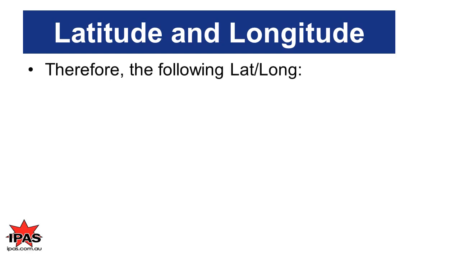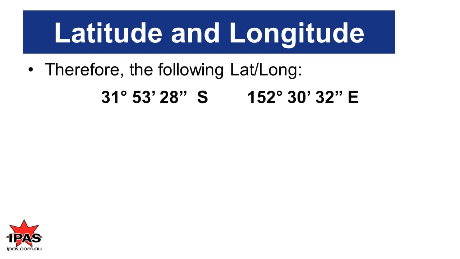So if we're going to write a latitude and longitude, thus 31 degrees, 53 minutes, 28 seconds south, 152 degrees, 30 minutes, 32 seconds east. Now note this, there are 360 degrees in a circle. However, because we are looking at north and south here, and we only go from the equator to the North Pole or the South Pole, that can only ever be 90 degrees, because that's 1/4 of 360. I'll show you that on the picture later on.